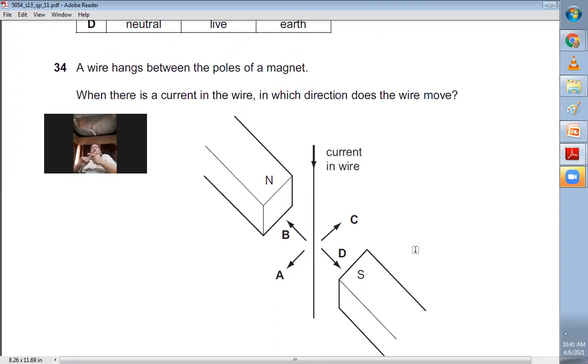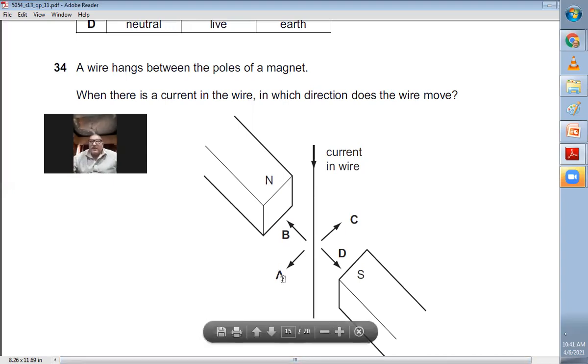FMC. So the middle finger will be in the direction of the current. The forefinger, the index finger, is in the direction of the magnetic field. The current is going downward. My thumb is pointing towards me. So it means that the wire will experience a force that will be in the direction of A. Question number 34, A is the choice.